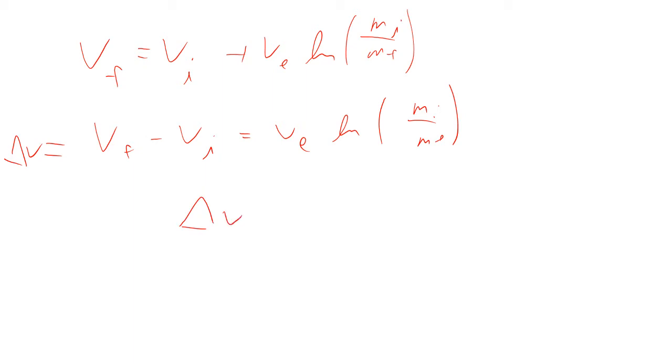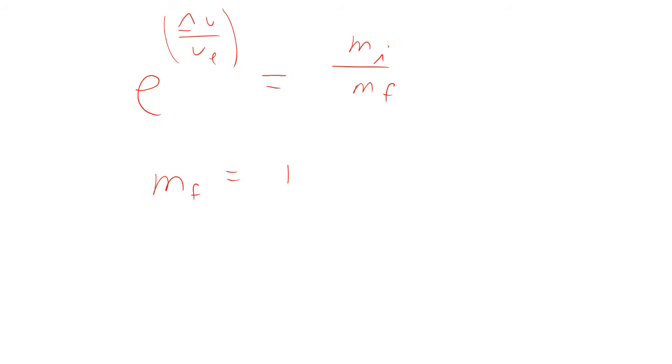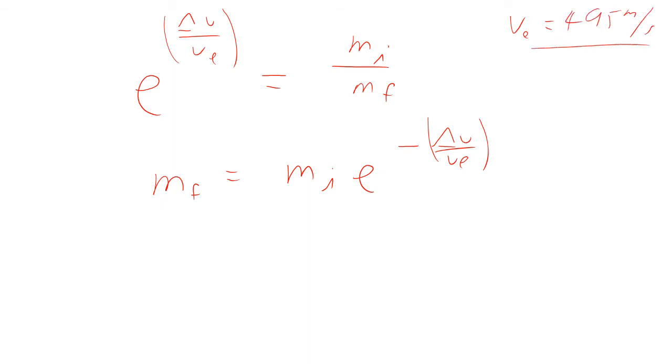So then we can say that delta V divided by V sub E, so divide through by that, is natural log M initial over M final. So we want to get rid of the natural log, so we do the exponential function: e to the delta V over the exhaust velocity equals M sub I over M sub F. So that means that M sub F is going to be equal to M sub I e to the minus delta V over V sub E. Okay, so you need to know the exhaust velocity here. And so let's say the exhaust velocity is going to be 495 meters per second from your spacecraft.